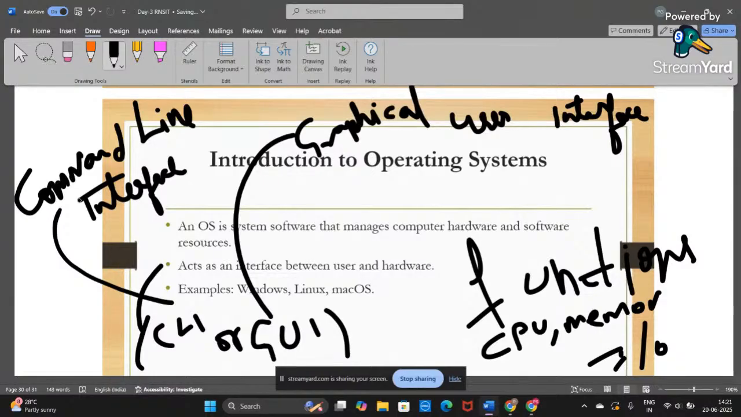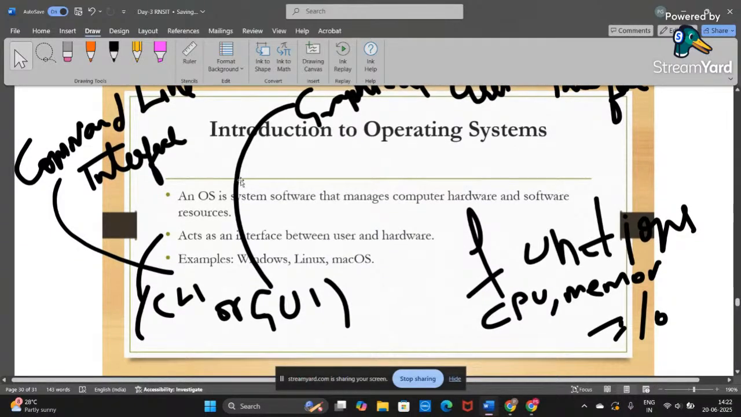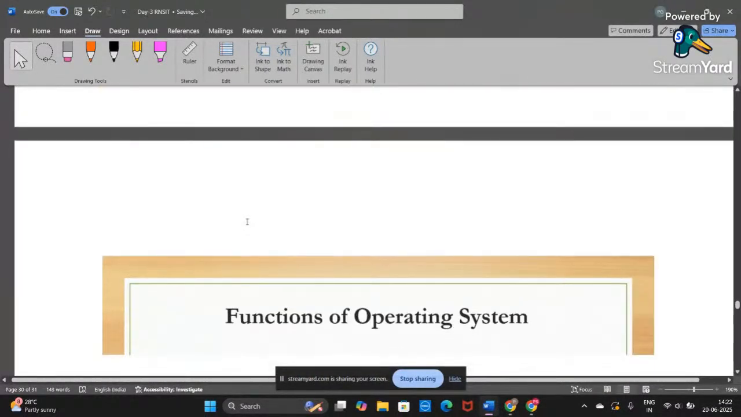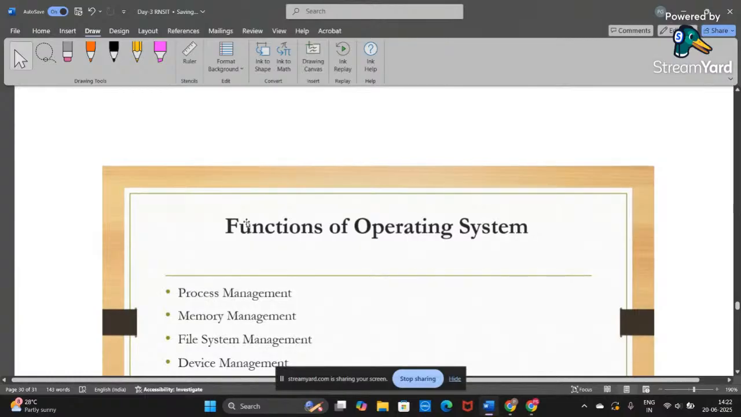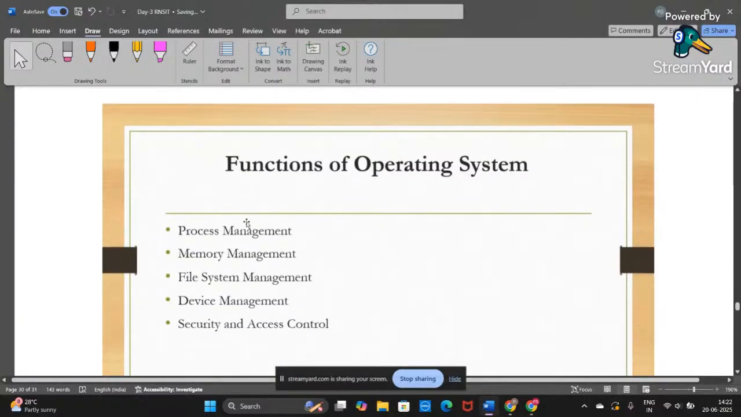The operating system mainly executes and provides service for application software. Then, functions of operating system: process management, memory management, file system management, device management, security and access control. So let us see one by one.